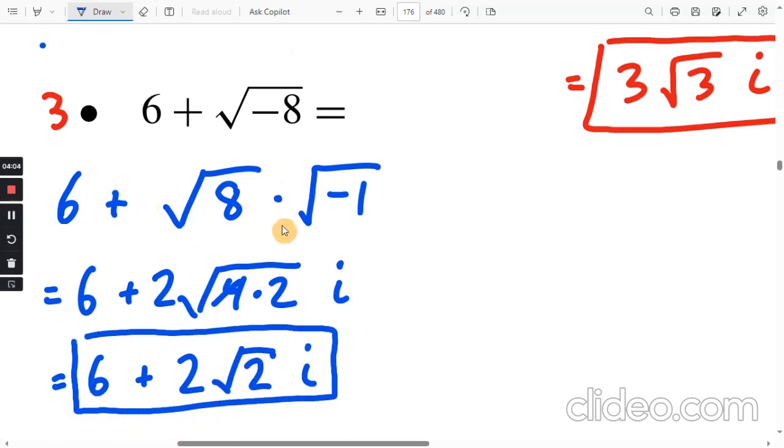You may not need to use as many steps as I did. You can write it all under one radical if you want. If you wanted to write radical 4 times 2 times -1 and go from there, that's perfectly fine.